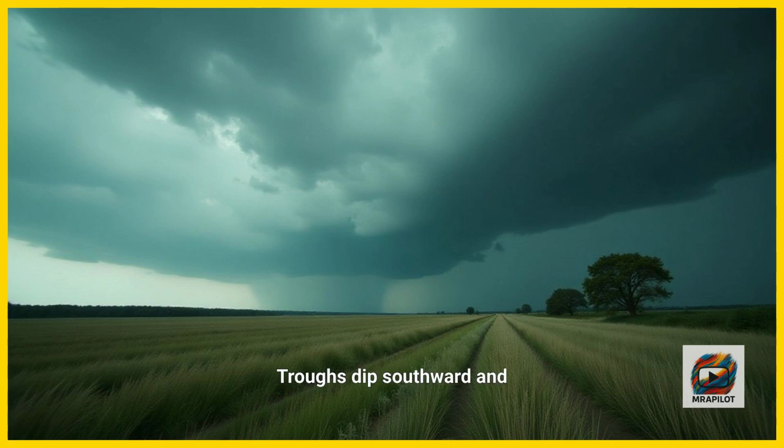Troughs dip southward and often bring unstable weather below. Ridges bulge northward and usually indicate calmer, drier conditions. These patterns change daily, which is why pilots check upper wind charts, significant weather charts, and winds aloft forecasts before every flight. Knowing the jet stream location helps with turbulence avoidance, ETAs, and fuel management.